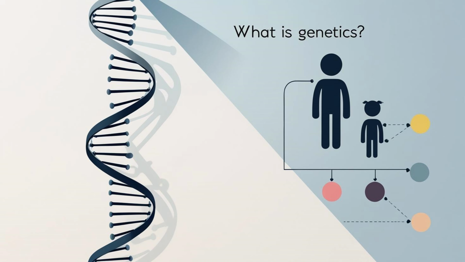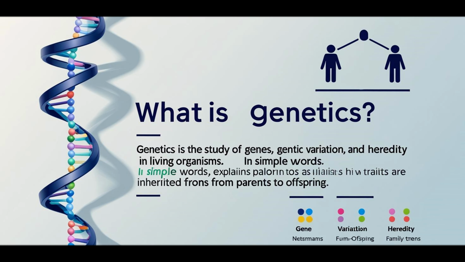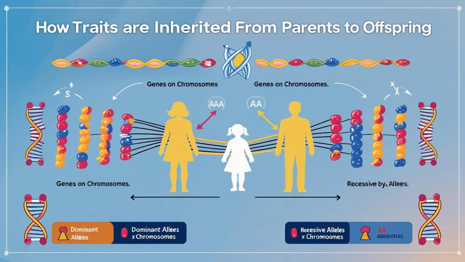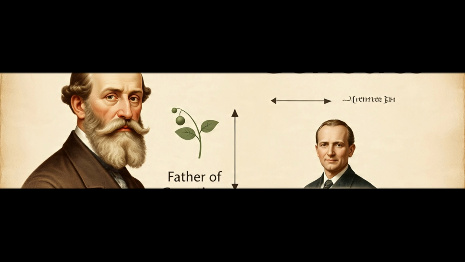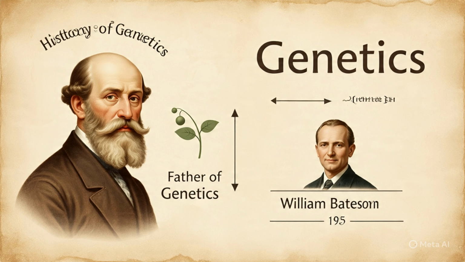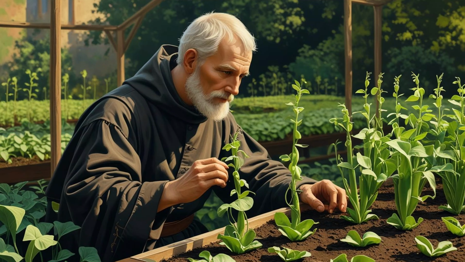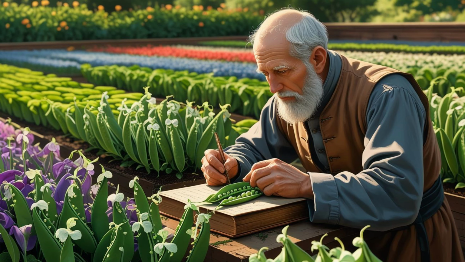Firstly, what is genetics? Genetics is basically the study of genes, genetic variation, and heredity in living organisms. In simple words, genetics explains how traits are inherited from parents to offspring. The term genetics was first used by William Bateson in 1905, but the foundation of genetics was laid by a monk named Gregor Mendel in the 1800s. Mendel is often called the father of genetics, thanks to his famous experiments on pea plants.